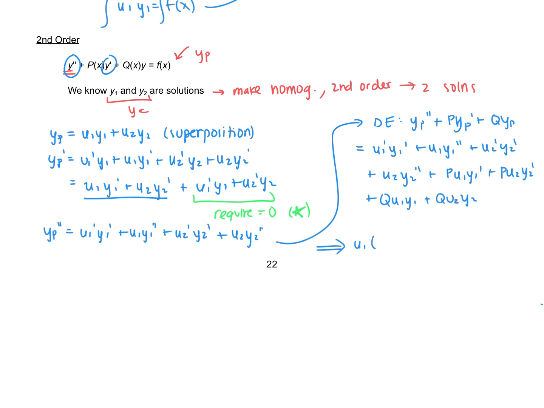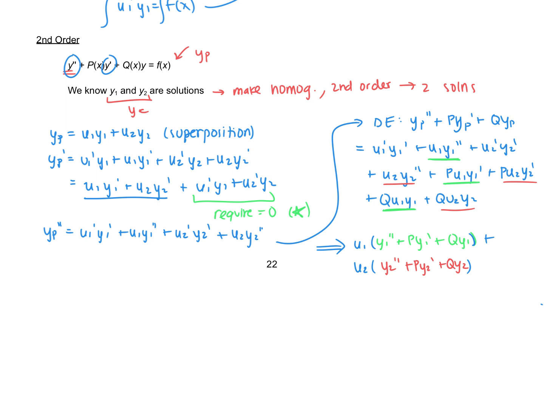First, I have some terms that have a u1. Going above, that would be this term, this term, and this term that have a u1. That gives me y1 double prime, add p times y1 prime, add q times y1. Then I also have some terms that have u2. I have this term and this term. That gives me y2 double prime, add p times y2 prime, add q times y2.